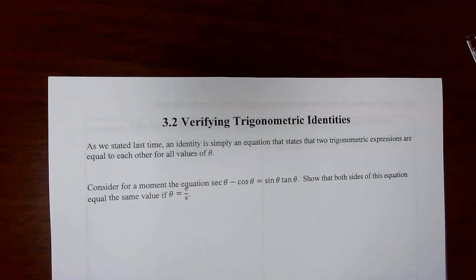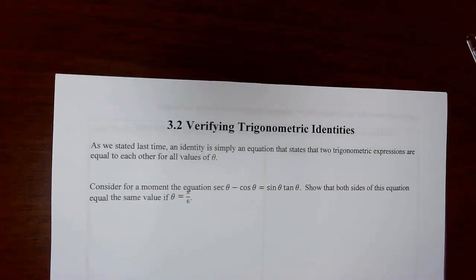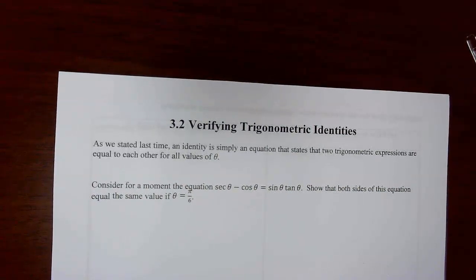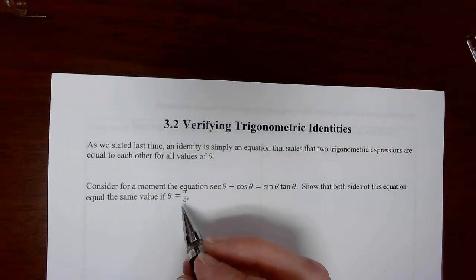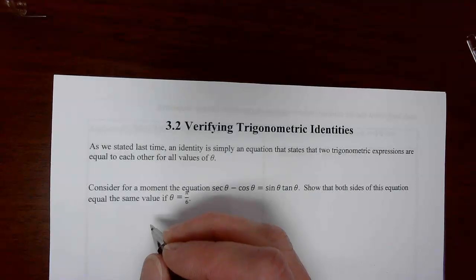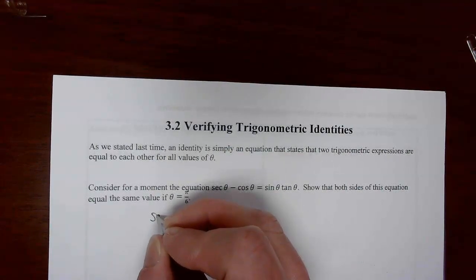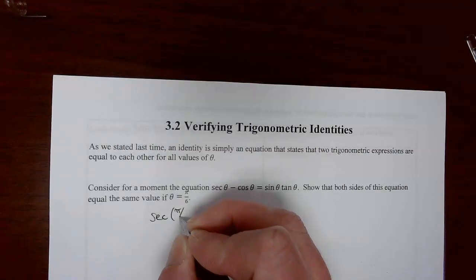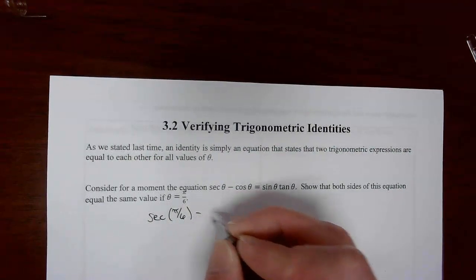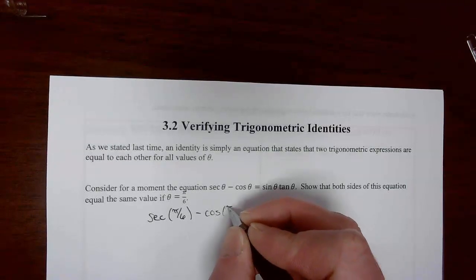All right, so we talked about that an identity is an equation where it's always true. And so if we wanted to verify that something was an identity, one thought is, well, I could plug something in and see if it works. So to prove that it's an identity or show that it is, we could plug in to both sides of the equation. So what if we had the value pi over 6 and we plug that in to each of the values? So secant of pi over 6, and then we have minus cosine of pi over 6.